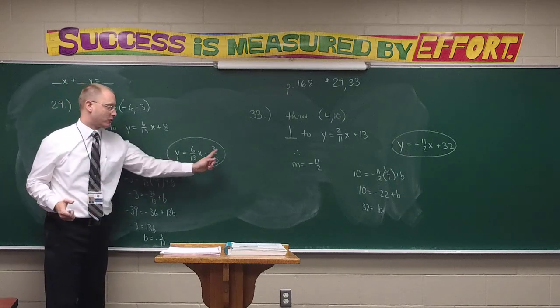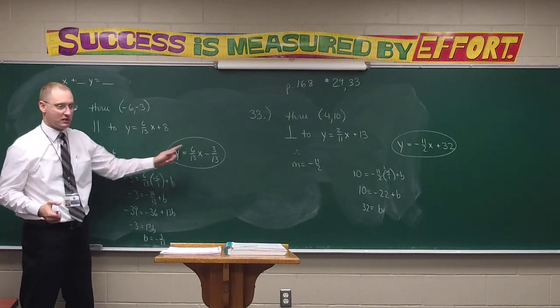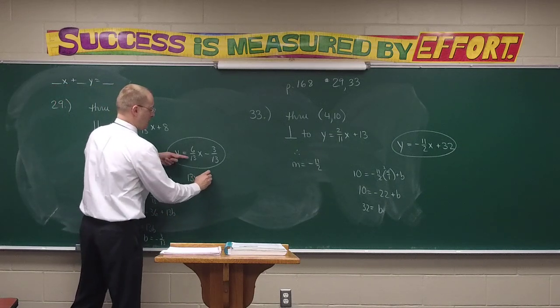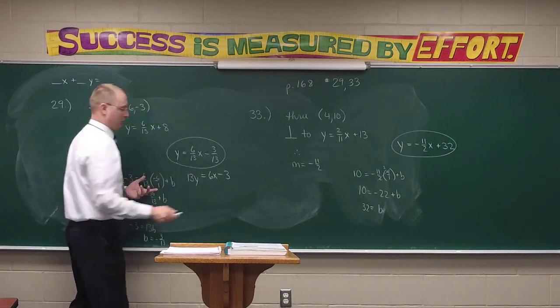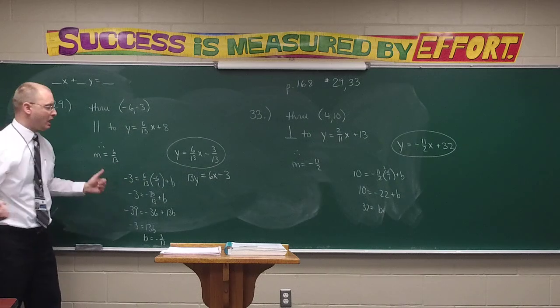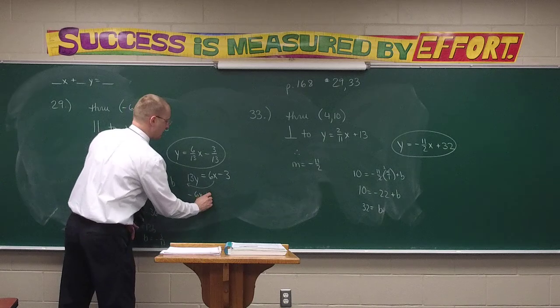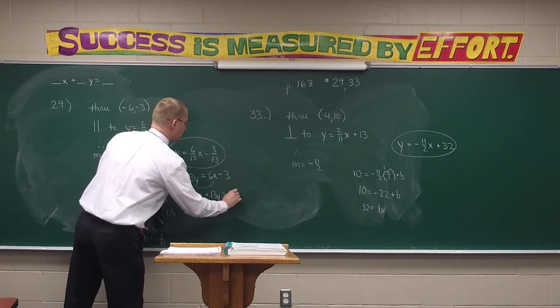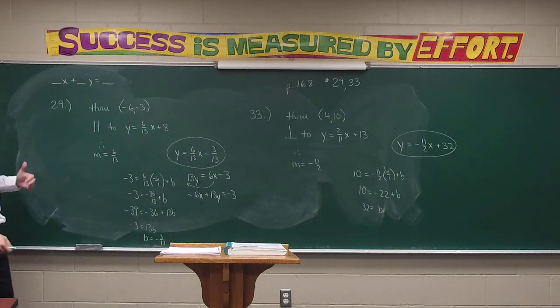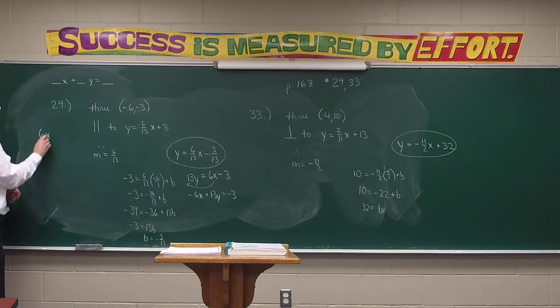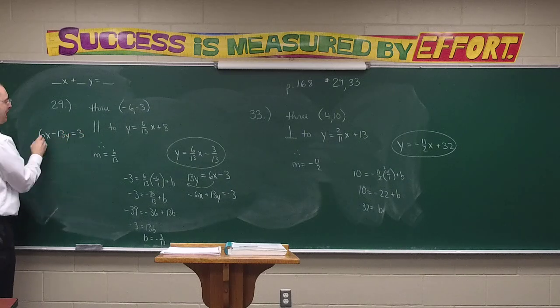What would I multiply first of all to knock out the fractions? 13. Multiply everything by 13, we get 13y equals 6x minus 3. So far so easy? And then we'll slide the 6x over. That's a negative 6x plus 13y equals negative 3. And then last of all, to make sure we have standard form, we never lead with a negative. So the standard form answer would be 6x minus 13y equals a positive 3.